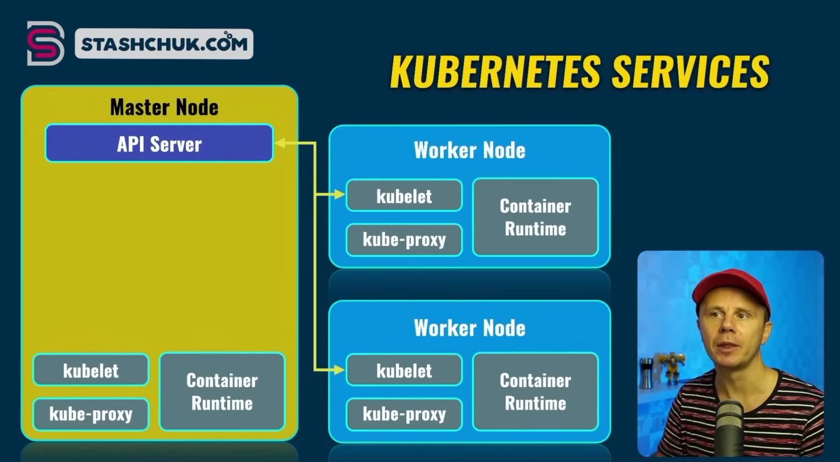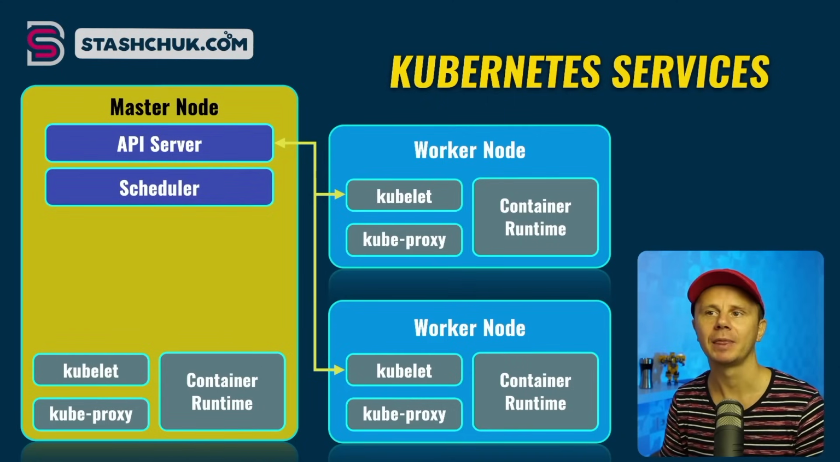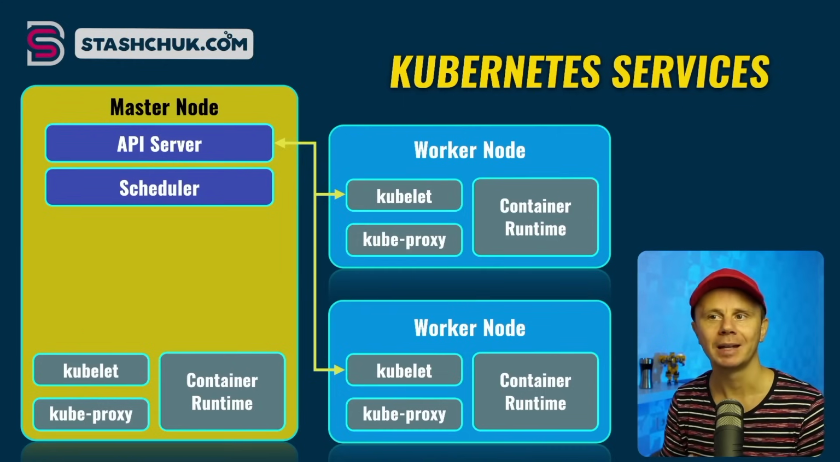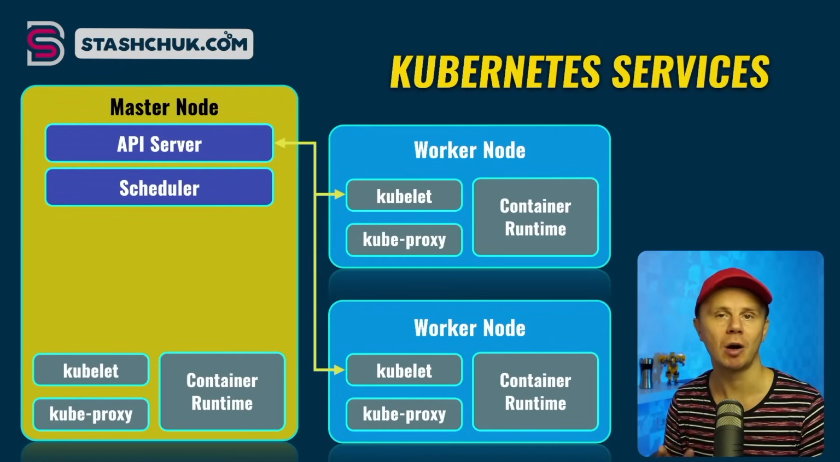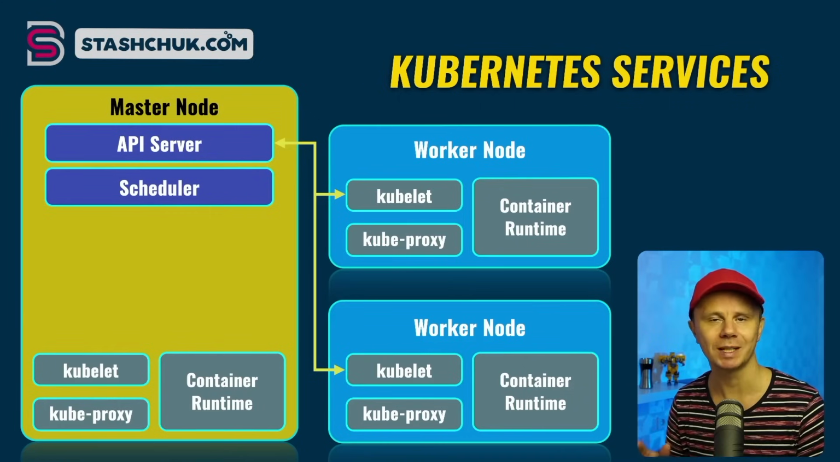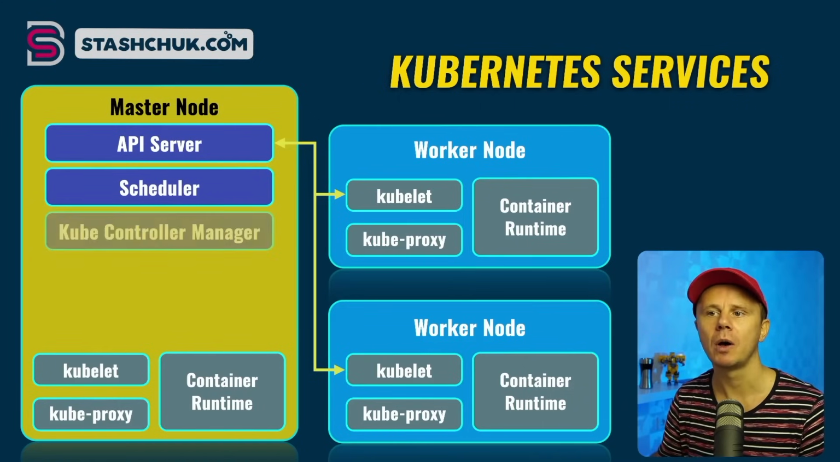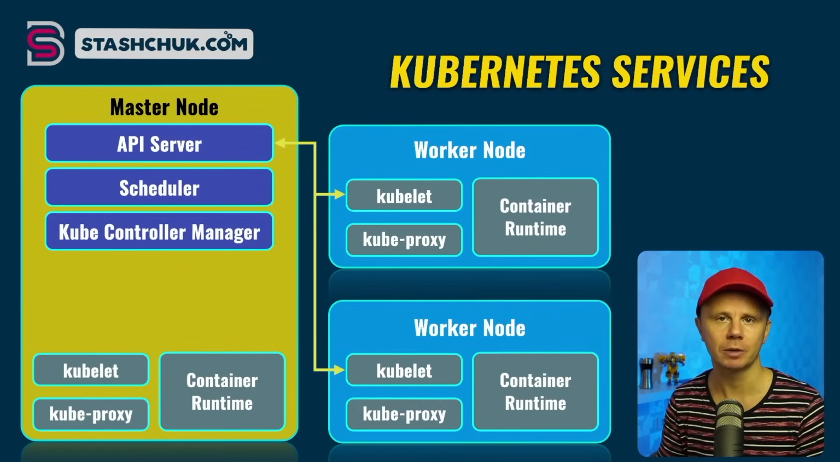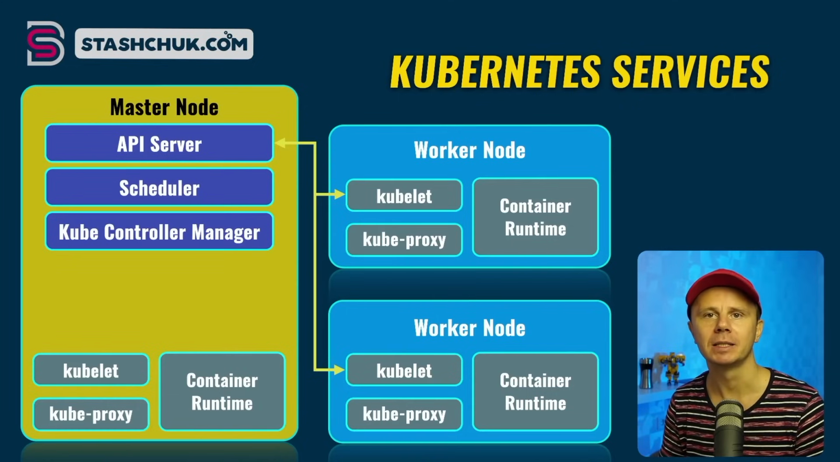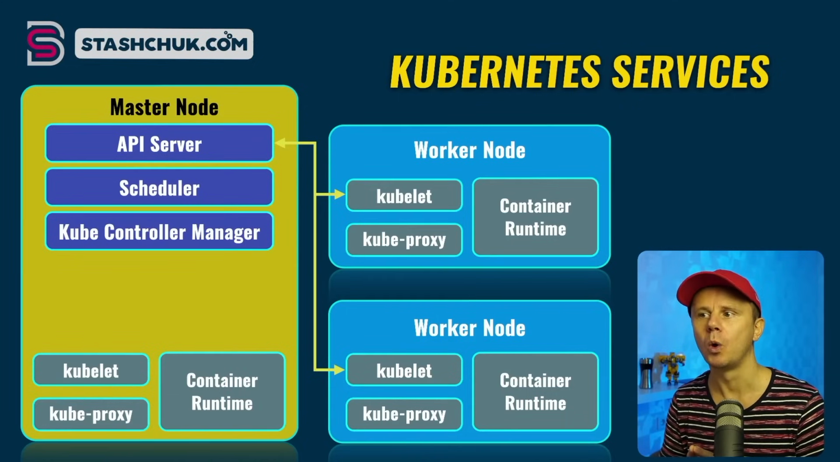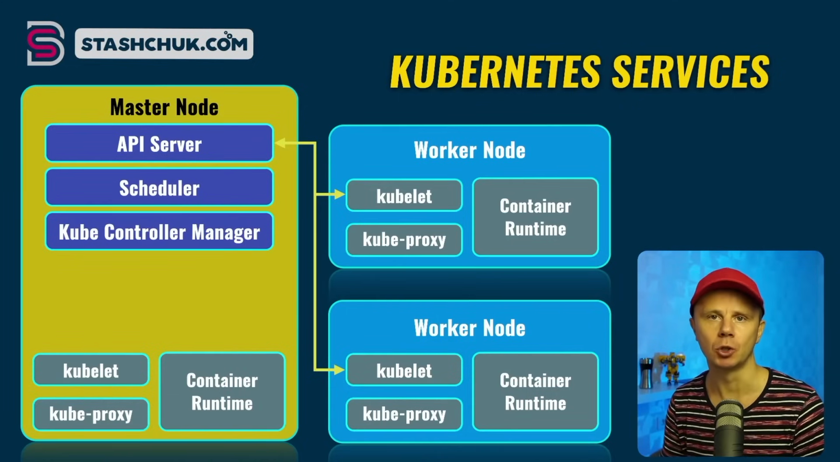Also, there are other services which are present on the master node, and they are the scheduler, and such a service is responsible for planning and distribution of the load between different nodes in the cluster. Also, there is the kube controller manager, and it is a single point which controls everything actually in the Kubernetes cluster, and it controls actually what happens on each of the nodes in the cluster.